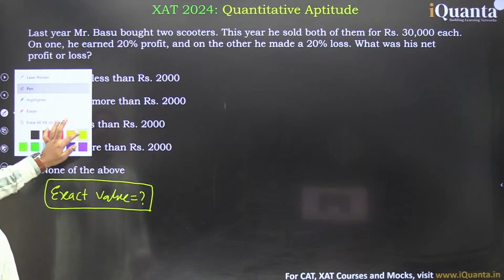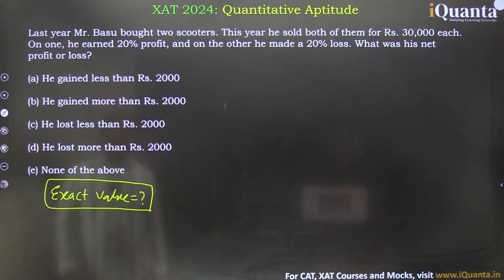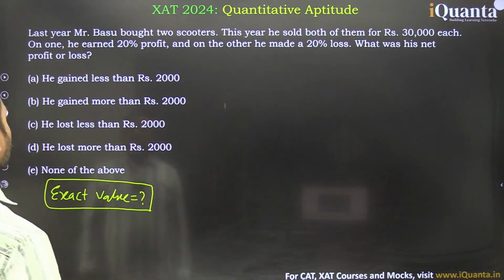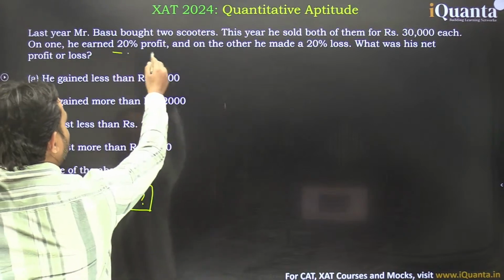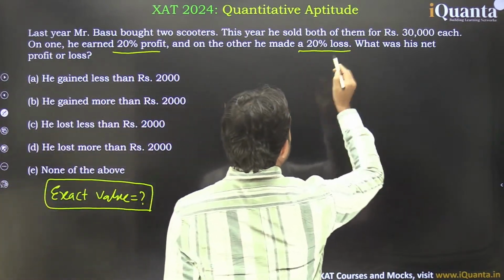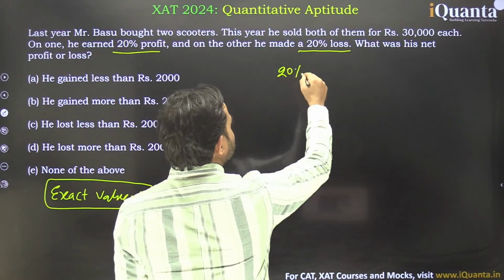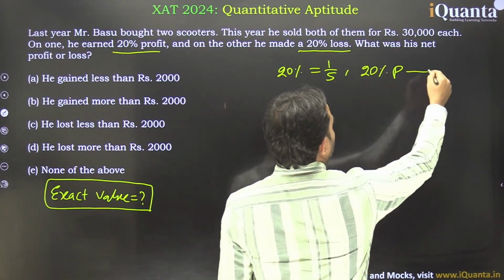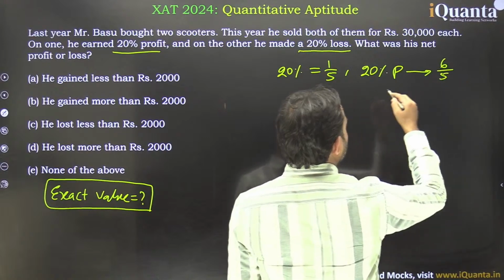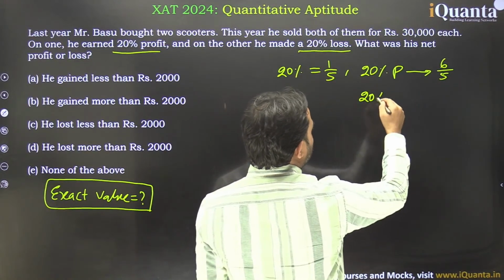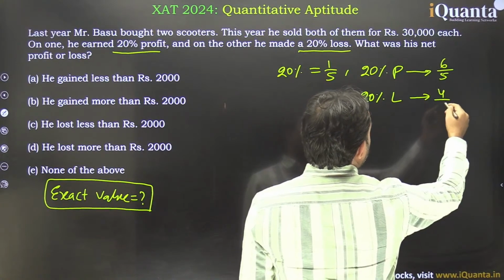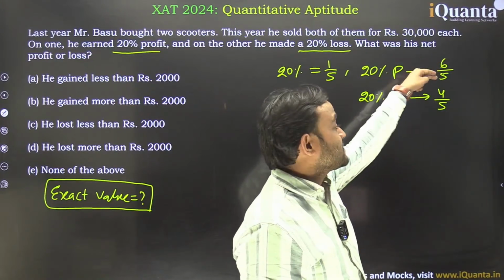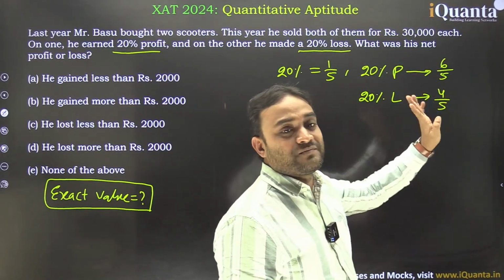Let's see what it says. It says last year Mr. Basu bought two scooters. This year he sold both of them for 30,000 each. On one he earned 20% profit and on the other he made 20% loss. So 20% is equal to 1 by 5. For 20% profit, the multiplication factor will be 6 by 5. For 20% loss, the multiplication factor will be 4 by 5. Multiplication factor means 6 is the selling price, 5 is the cost price; 4 is the selling price, 5 is the cost price.